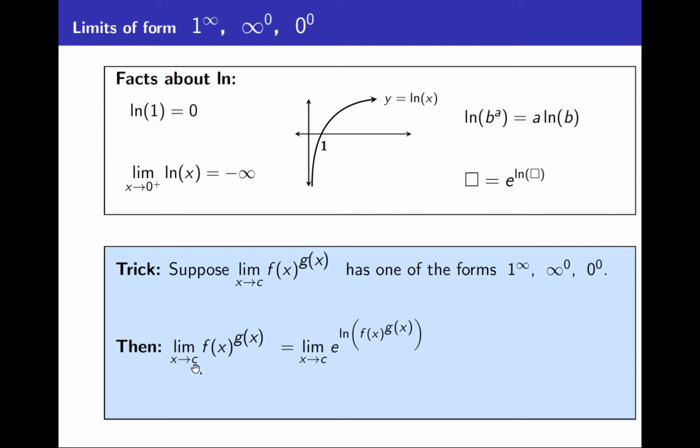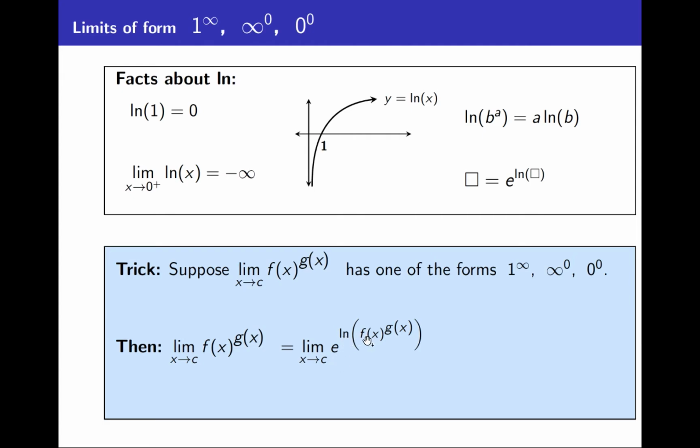The limit as x approaches c of f of x to the power of g of x, this limit, equals the following. We're going to replace this quantity f of x to the power of g of x with e to the power of ln of that f of x to the power of g of x. Remember, f of x to the power of g of x equals e to the power of ln of f of x to the power of g of x by this property. So we go from here to here, and look at what we have.